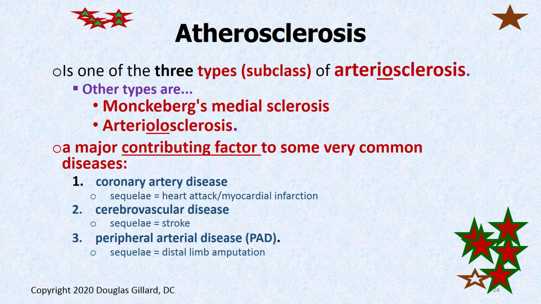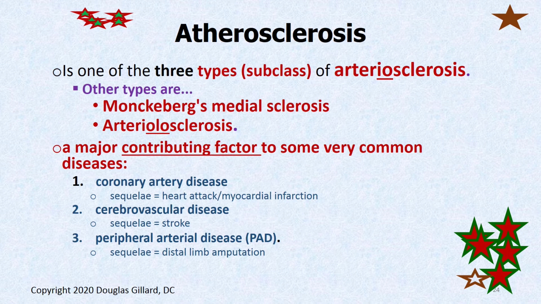Remember atherosclerosis? I think we've talked about this. It's one of the three subclasses of arterial sclerosis, which is the main heading. Arterial sclerosis has three subdivisions: Monckeberg's medial sclerosis, arteriolosclerosis, which is a clogging and a narrowing of the arterioles. That's the most important cause for blood pressure. No one even talks about it. And then atherosclerosis. So it is a major contributing factor to some deadly diseases.